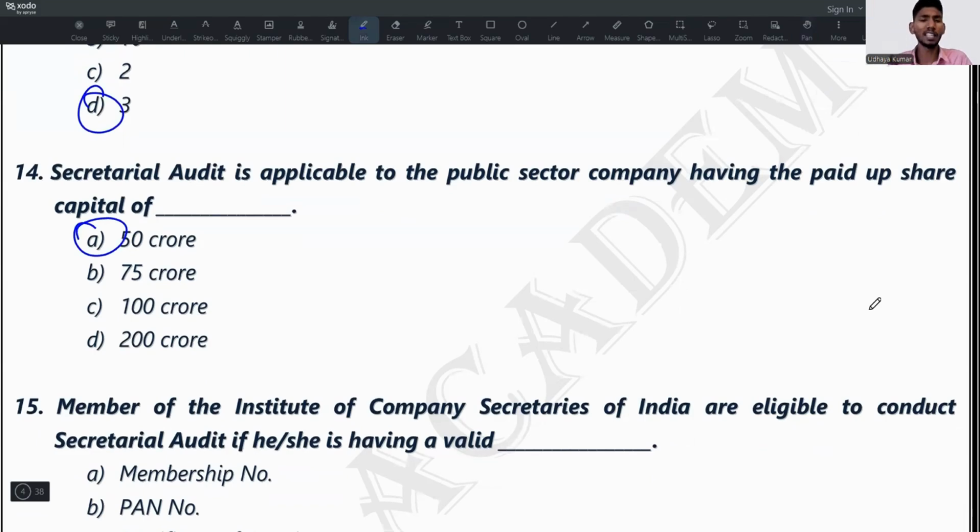So what is the applicability? Every listed company, every public company having a paid up share capital of 50 crore rupees or more, or every company having a turnover of 250 crore rupees or more, or every public company having outstanding loans or borrowings from banks or financial institutions of 100 crore rupees or more. He has asked about the paid up share capital, which is nothing but 50 crore. Okay, moving to the next question.